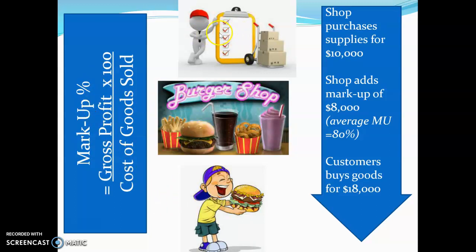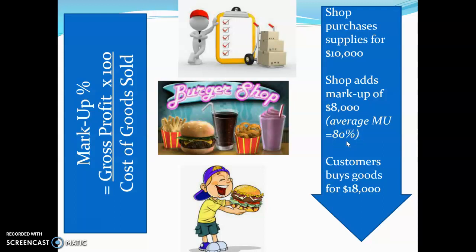So here's your supplier. Your supplier sells the goods to the shop for $10,000. So here they will come into the shop. Then the shop adds a markup of $8,000. So for every dollar of cost, they're adding 80 cents. So that's what the markup is. And then the customer is going to buy them for $18,000. What we're concerned with in markup is this way, how much we add on to the cost price to get the sales price, and in bold or underline, you're going to write the words on average.